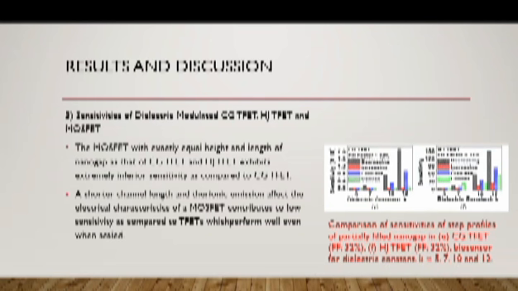The final result obtained is about the sensitivities of dielectric modulated CG-TFETs, HJ-TFETs and MOSFET. The MOSFET with exactly equal height and length of nanogap as that of CG-TFET and HJ-TFET exhibits extremely inferior sensitivity as compared to CG-TFET. Not only does a shorter channel length affect the electrical characteristics of a MOSFET, but also its principle of thermionic emission, which contributes to such low sensitivities. On the contrary, TFETs, which operate by band-to-band tunneling, perform well even when scaled. That's all about CG-TFETs and HJ-TFETs.